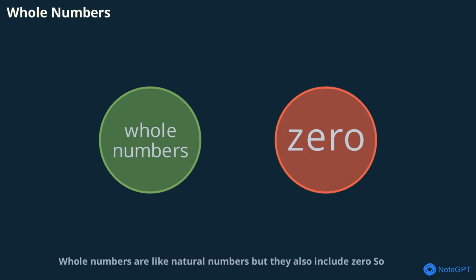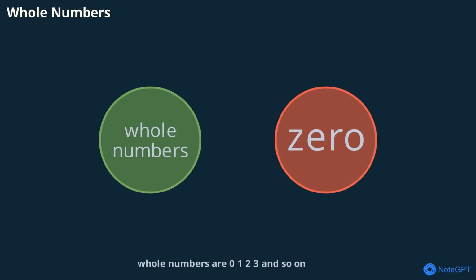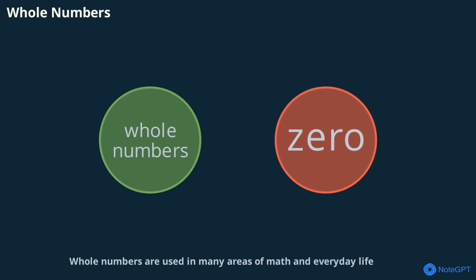Whole numbers are like natural numbers, but they also include zero. So whole numbers are 0, 1, 2, 3, and so on. Whole numbers are used in many areas of math and everyday life, such as counting and measuring.